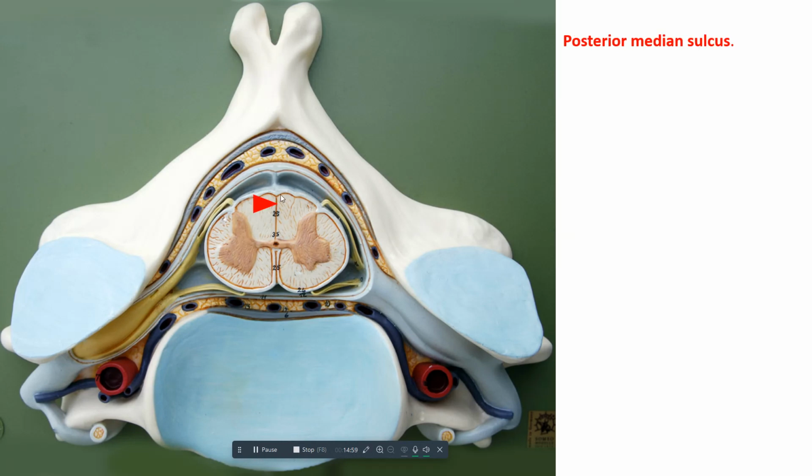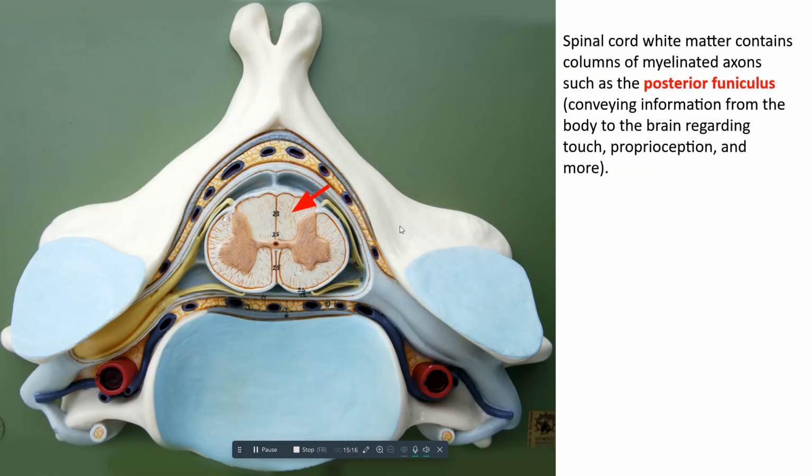Okay, I do see a slight line here. This is my posterior median sulcus in the back. And I want you to notice also that my spinal cord has gray matter that is sort of in the shape of a butterfly, surrounded by white matter. The white matter is going to contain columns of myelinated axons. A column is known as a funiculus, and in the back of the cord we would find posterior funiculi, which are primarily taking sensory information up to your brain.